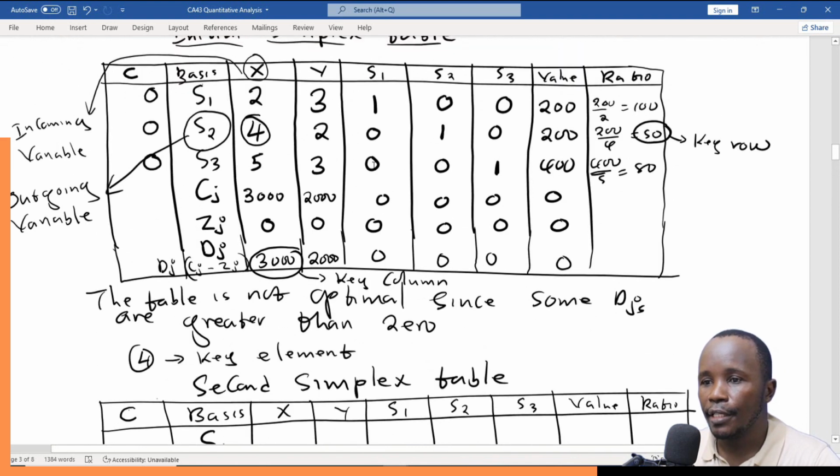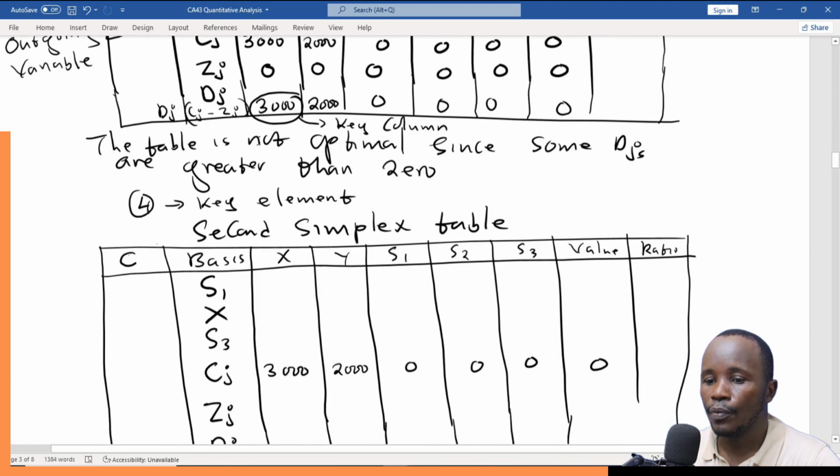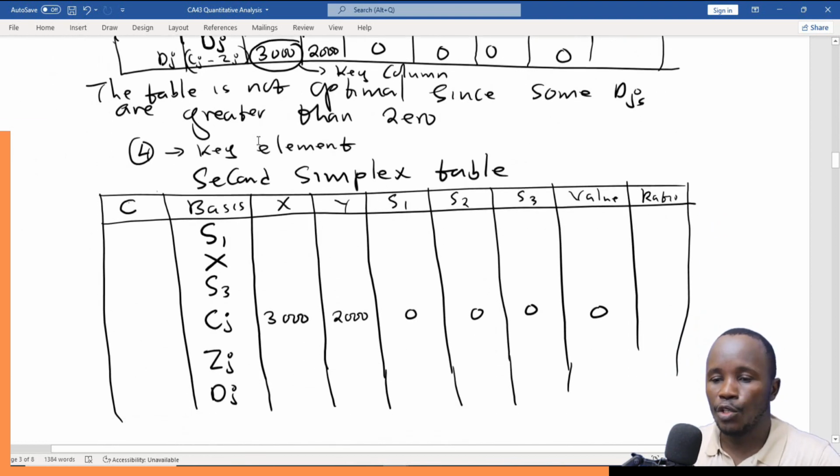We need to transfer these values here, which has been replaced with X. And they have what we are calling the key element. We are going to divide all of them by the key. This is the key element. So what is 4 divided by 4? 4 divided by 4 is going to give me 1.